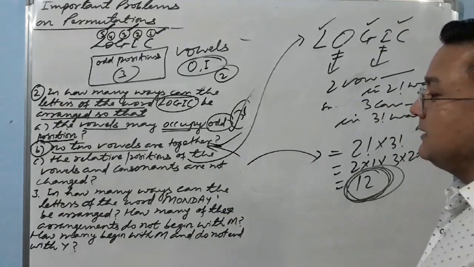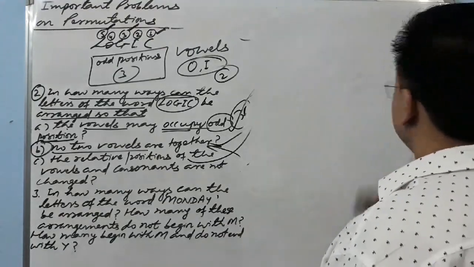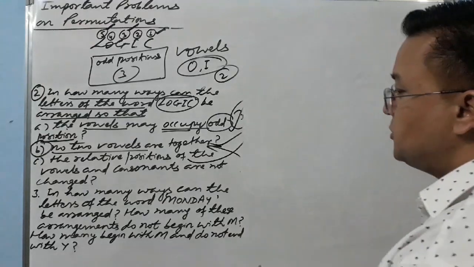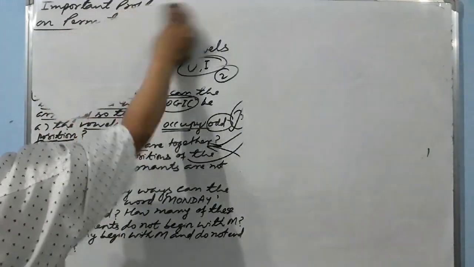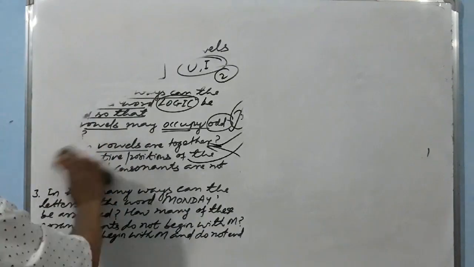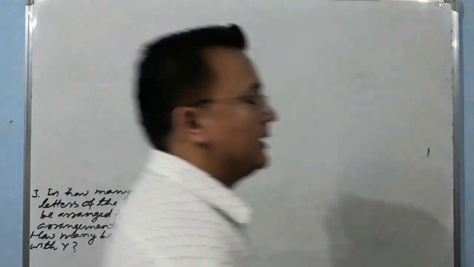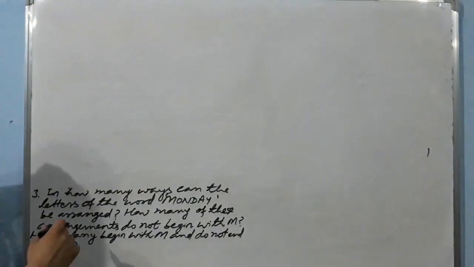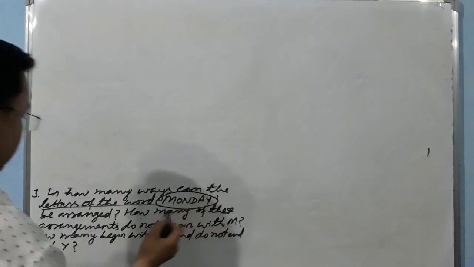So let's see today's last question. Very interesting, and it is also a very important question. Now I'm going to explain in a very easy way. There are many parts in this question. In how many ways can the letters of the word Monday be arranged?